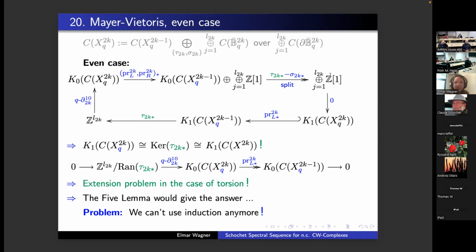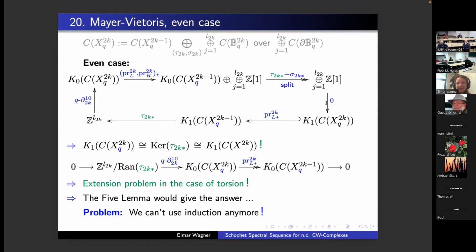So if you go around here, in the even case, it's just the triple K-theory. We have here copies of the balls, so that goes to the balls, that's split. So we can ignore these Z1 parts. We get a zero here. So what we see is that tau goes to 0, then K1.